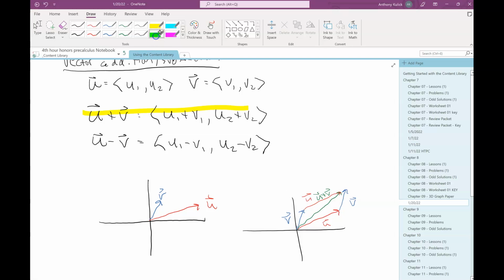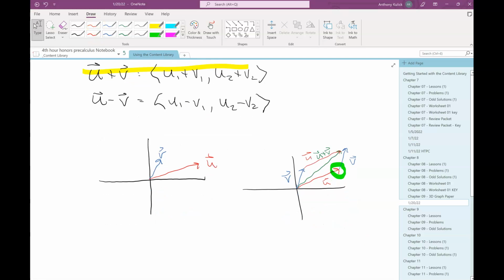So again, it doesn't matter. The big takeaway in our picture, though, is that when we draw this addition, we're drawing the vectors head to tail. Everybody okay with that idea?